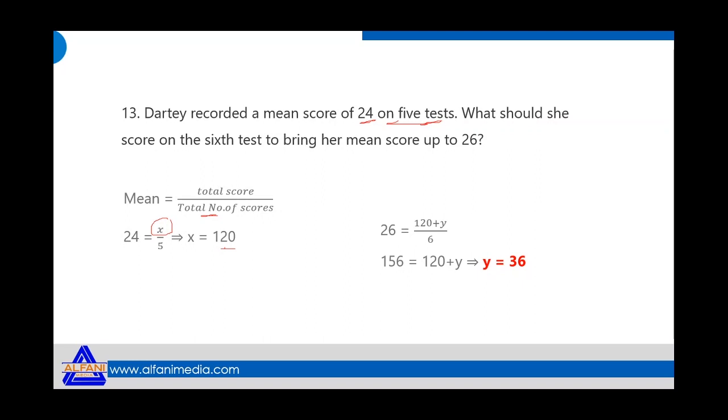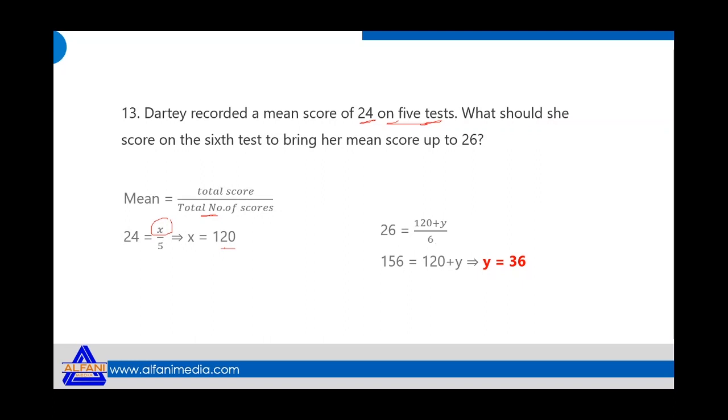So I have 120 plus y. That number is y. I don't know that number, but that number is y for me. So 120 plus y, divided by 6, because she has added another number. So that is the number of scores. So plus 6, divided by 6.